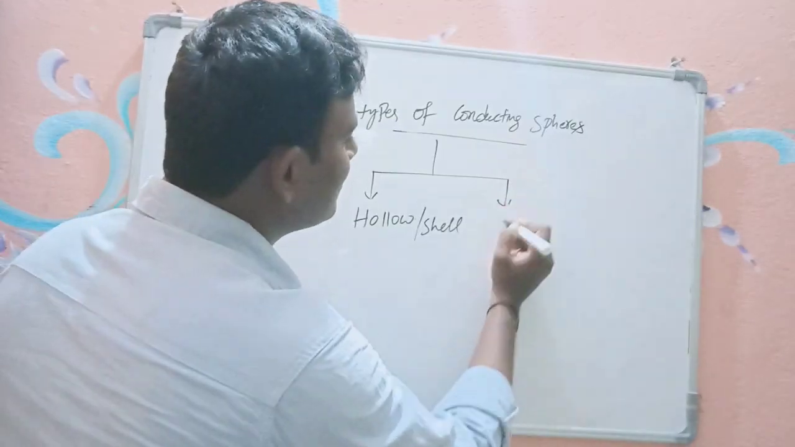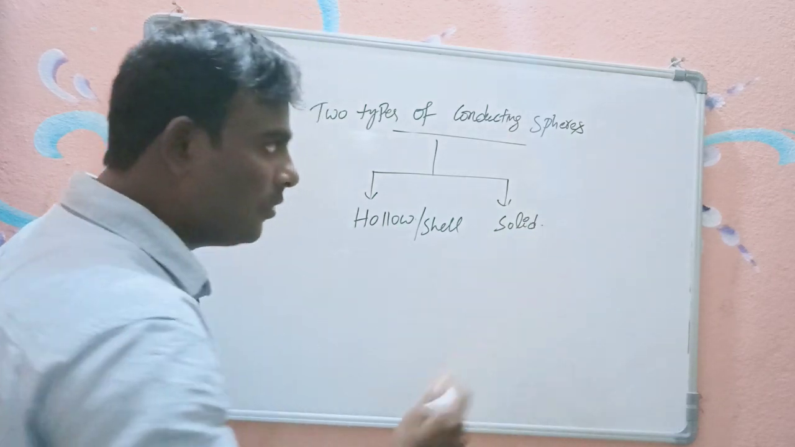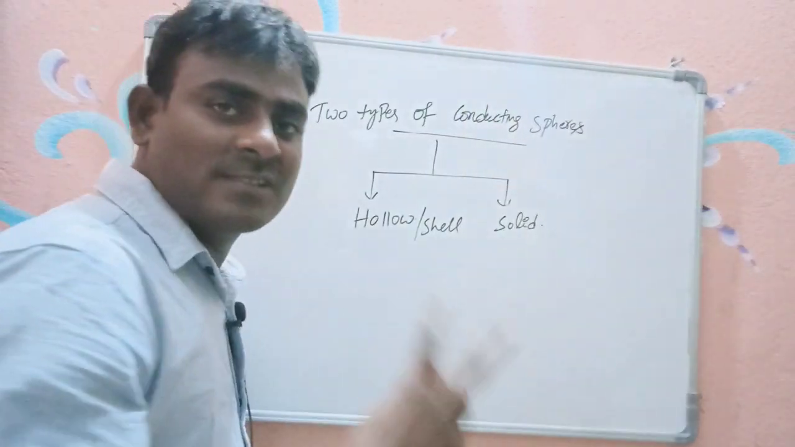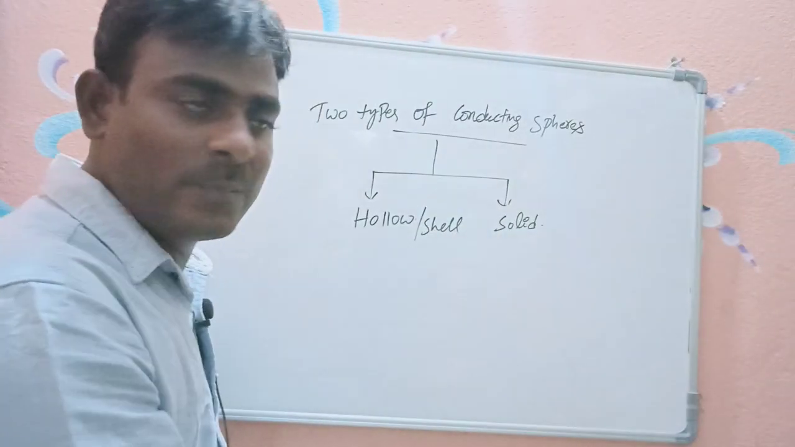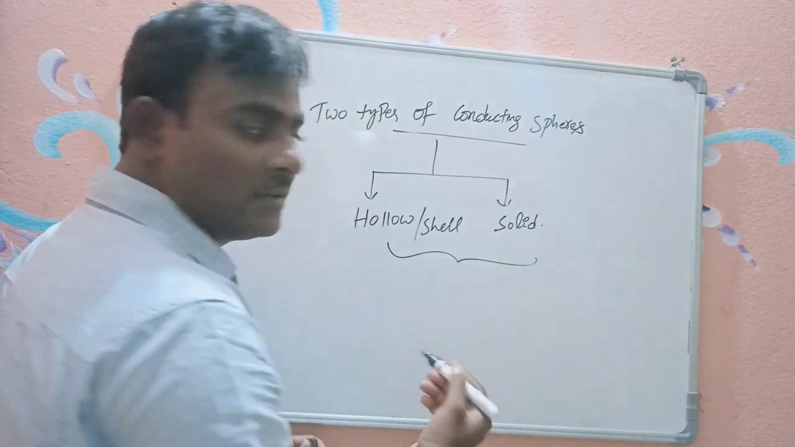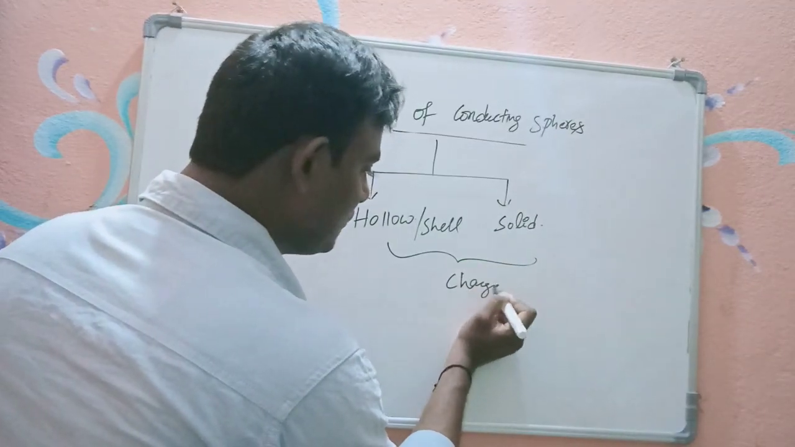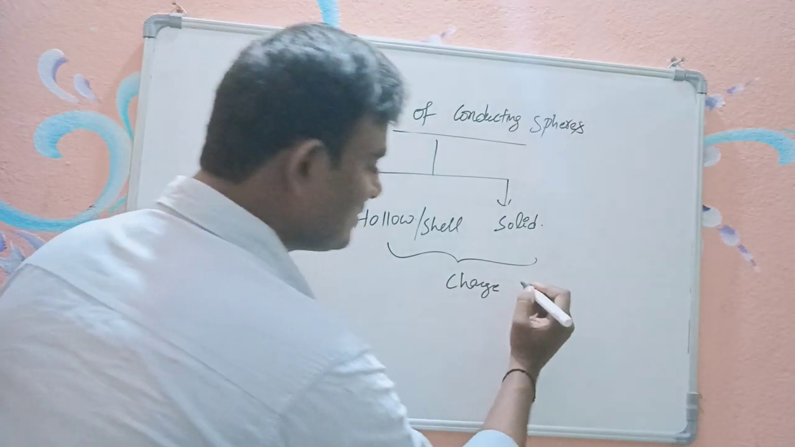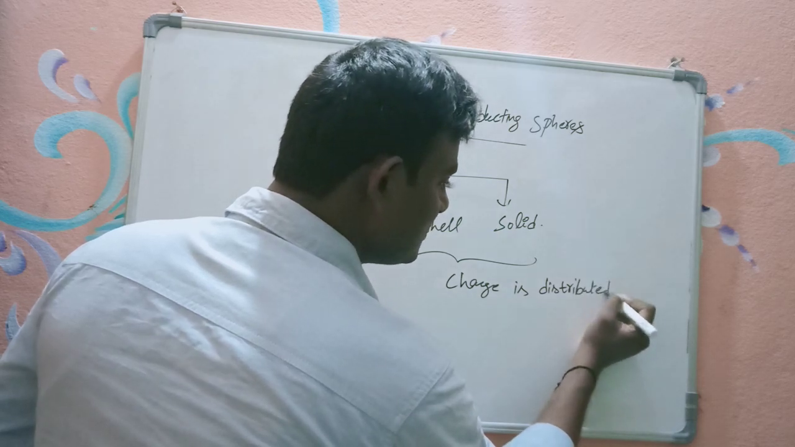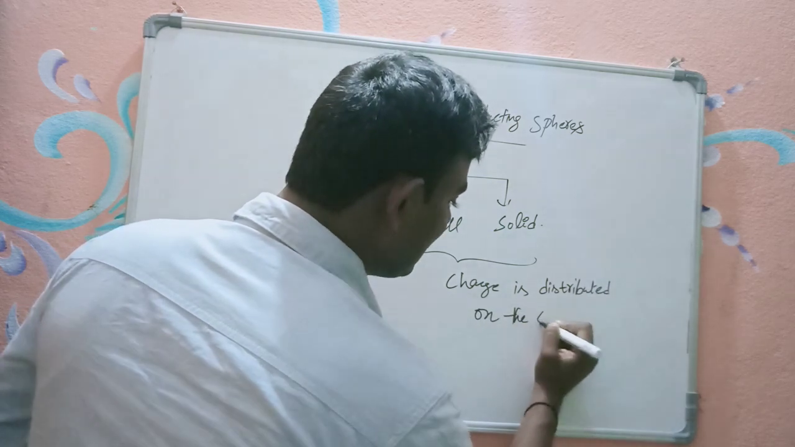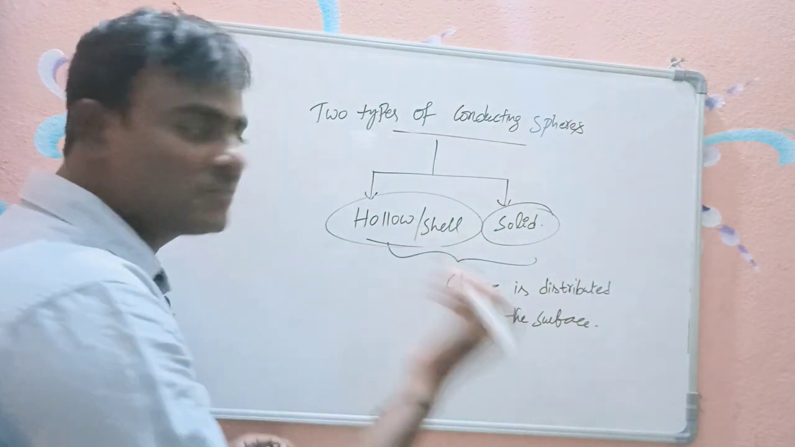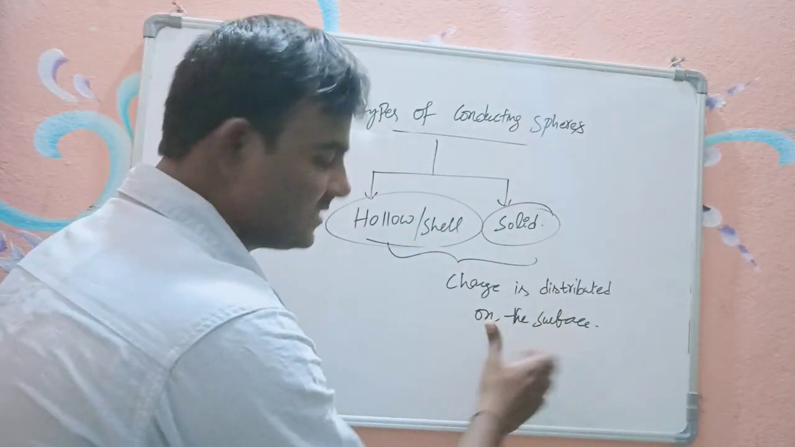And the second one is the solid sphere. So the conducting spheres are of two types: the solid conducting sphere and the hollow conducting sphere. In these two conducting spheres, the charge is distributed on the surface. Either it may be a solid sphere or a hollow sphere, the charge is distributed on the surface.